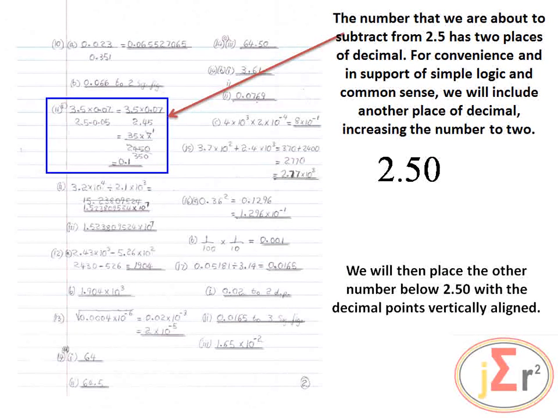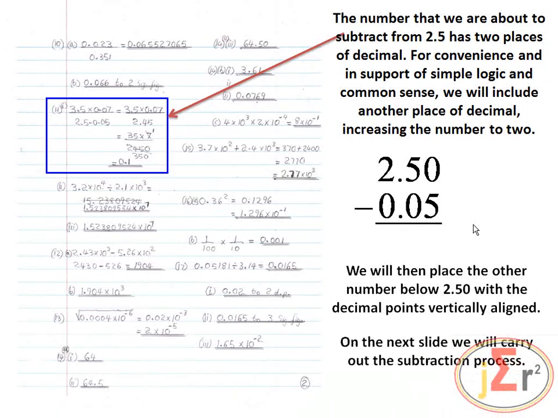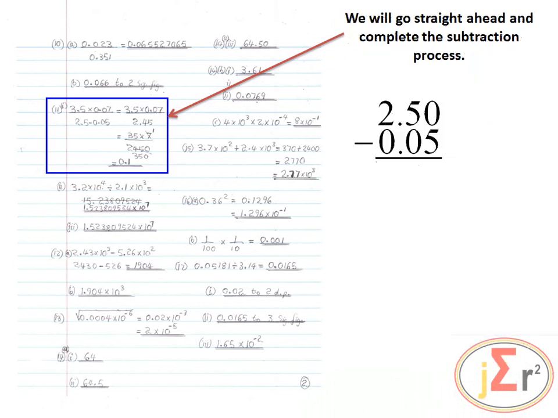We will then place the other number below 2.50 with the decimal points vertically aligned. So align those decimal points vertically like that. Then we subtract, but we will do that on the next slide. On the next slide, we will carry out the subtraction process. We will go straight ahead and complete the subtraction process.